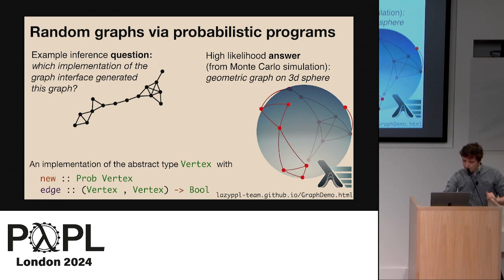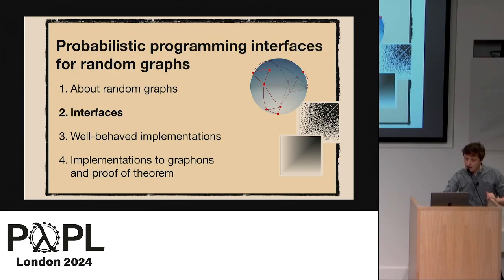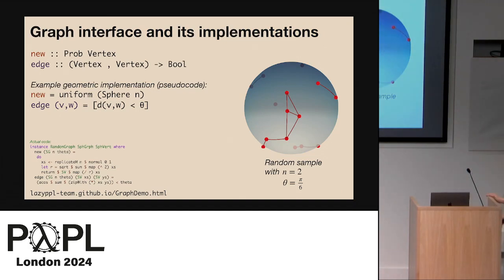Let's zoom in a little bit more on this interface and make it even more concrete. So for the interface we need to implement vertex somehow. We need to say what's new and what's edge. So here's an example of an implementation, but there are lots of implementations. The point is to explore them. This is a geometric one like we just saw a second ago. And here the vertices are points on the sphere. So we could implement that as x, y, z coordinates or Euclidean coordinates or polar coordinates. There are different ways of doing it.